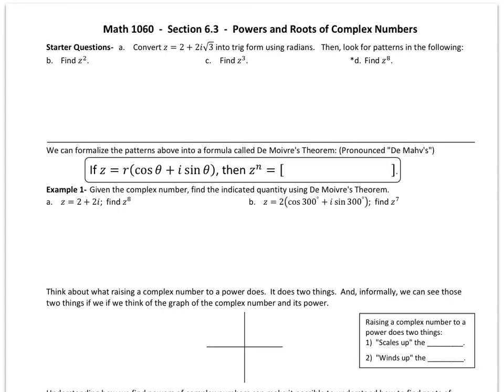Okay. So we want to convert z equals 2 plus 2i root 3 to trig form using radians, okay? So, let's do that real quick. Oh gosh, we don't even have any room for this. Okay, we'll put it up here. So part A. All right, so what's 2 plus 2i root 3?